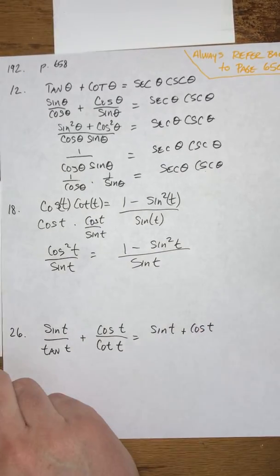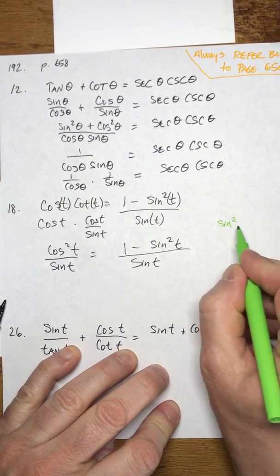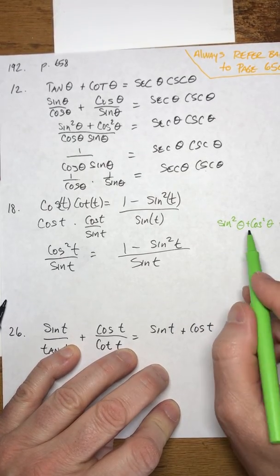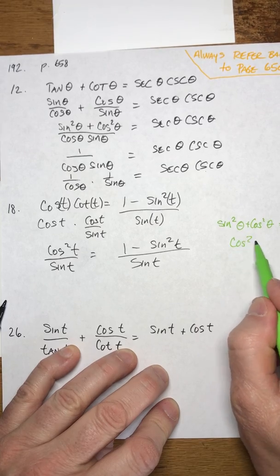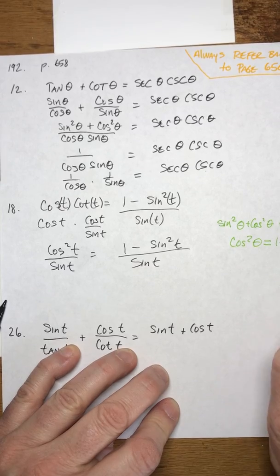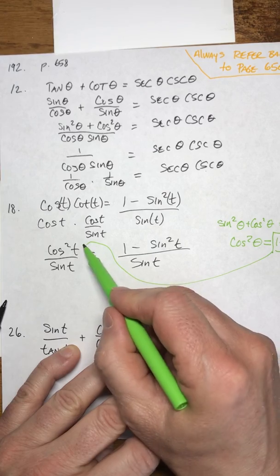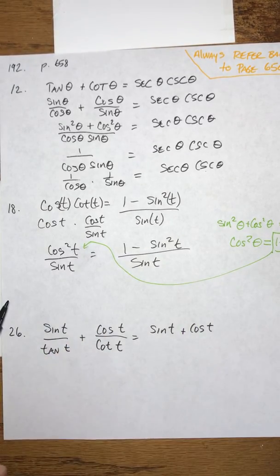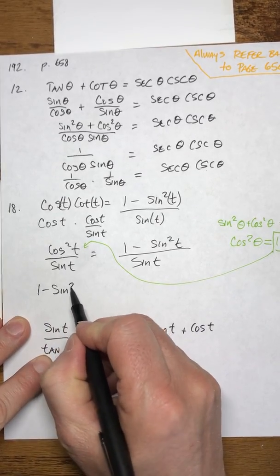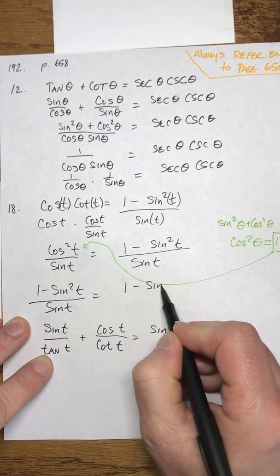So it equals this 1 minus sine squared over sine. Now this cosine squared, if we look on page 650, they have that the sine squared plus the cosine squared equals 1. And if we just solve for a cosine squared by subtracting the sine squared onto the other side, look what we have. That means we can take this and substitute it in for the cosine squared, and we'd have exactly what we have on the right side, 1 minus sine squared t over sine t. So the two sides equal each other.